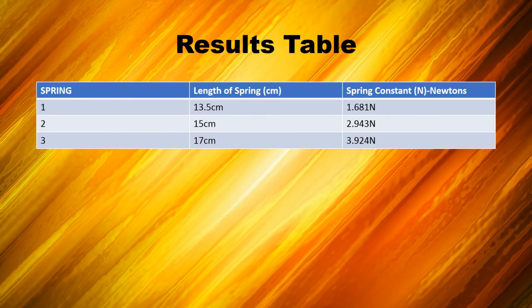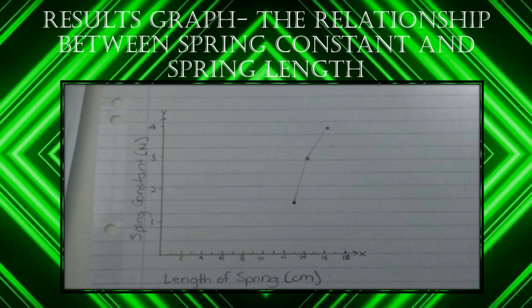Here is the results table. Here is the results graph. It shows the relationship between spring constant and spring length. The trends of the graph and the table are as follows.